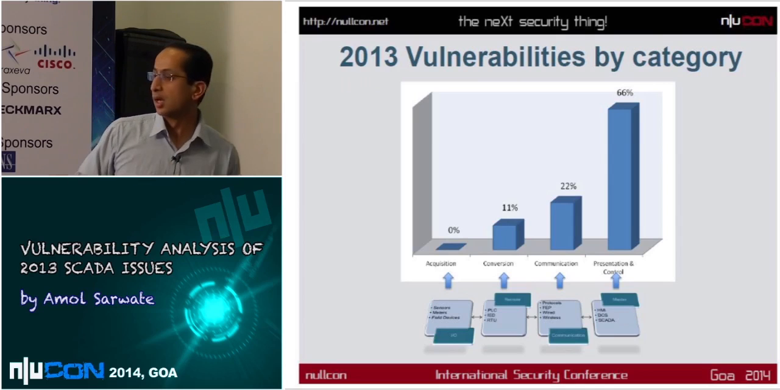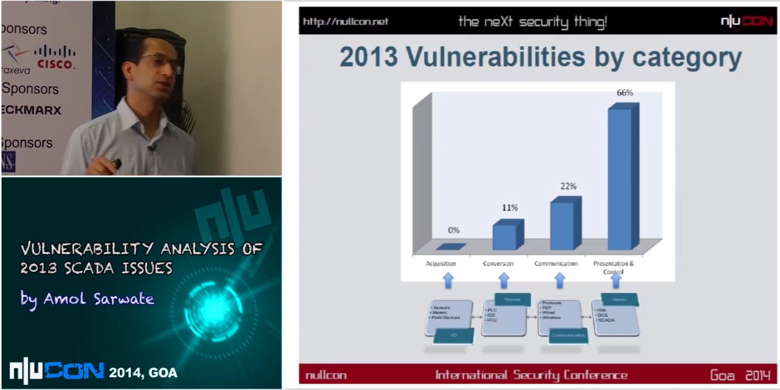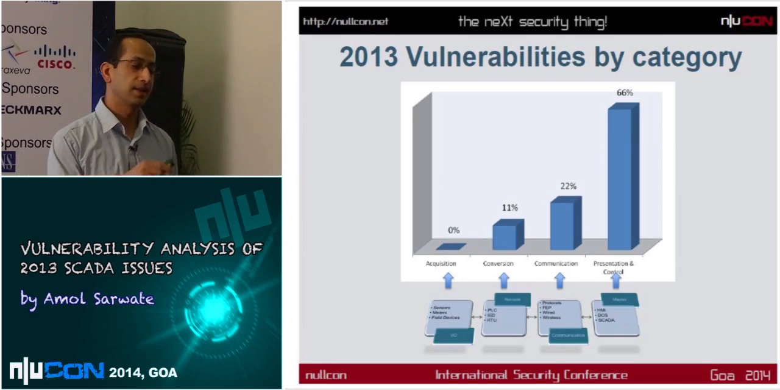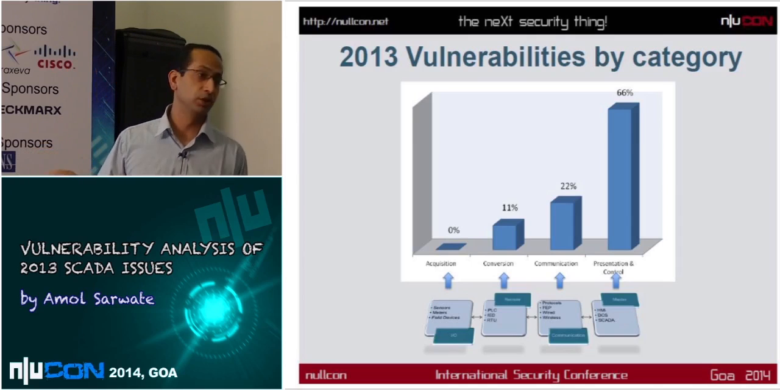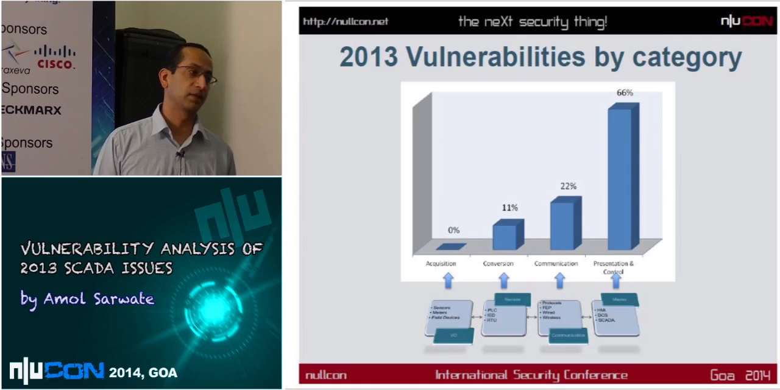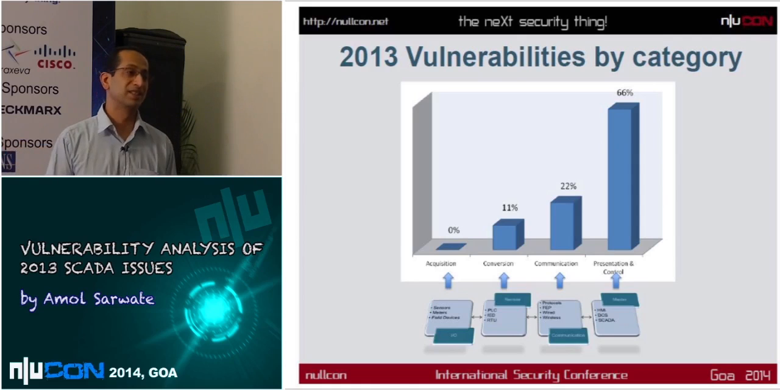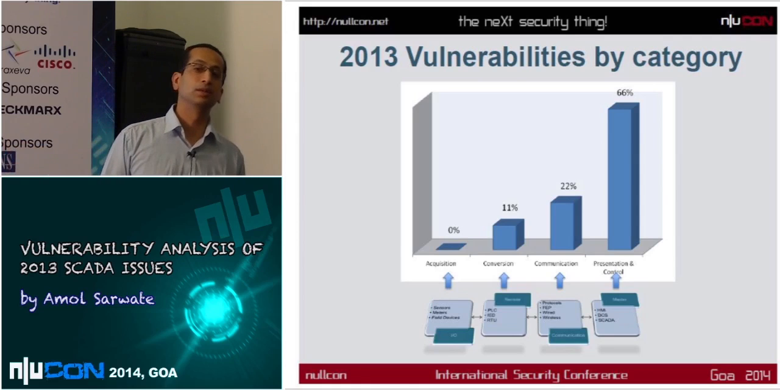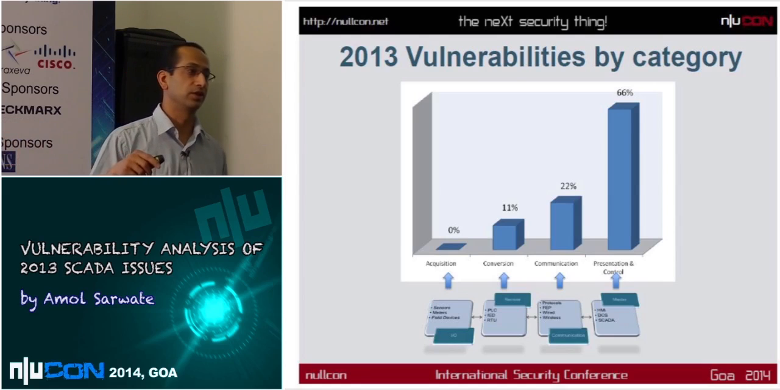So a lot of these vulnerabilities are in communication, and actually when we were doing research, I was expecting that the most amount of vulnerabilities should be in communication, because that's the easiest attack vector. But to my surprise, most vulnerabilities, about 66%, were in presentation and control. This is basically the control center. We saw some pictures as examples where an operator is controlling these different SCADA systems.